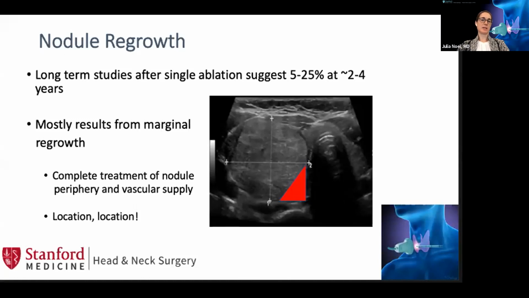For example, in the nodule that is shown here, which occupies the right lobe of the thyroid gland, this red triangle represents that sort of danger triangle where we are not going to ablate because we don't want to cause damage to the recurrent laryngeal nerve. And this means that there will be some remnant nodular tissue that may regrow over time. The same is true for nodules that are close to other important structures, which is why we emphasize the importance of just paying close attention to the relevant anatomy on ultrasound when counseling patients on what to expect.